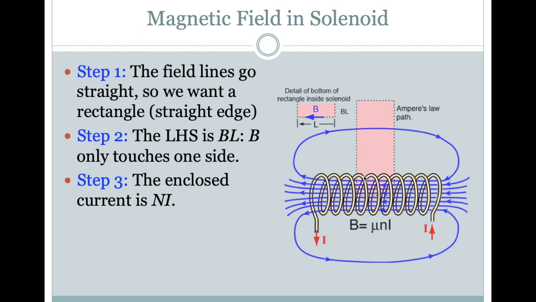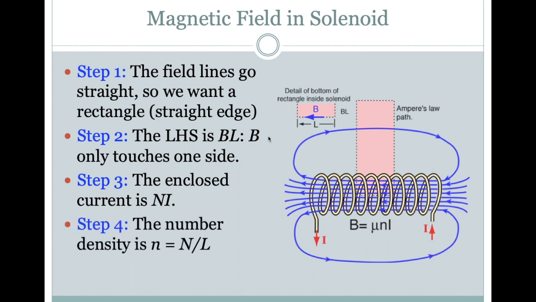For example, in this problem, I have one loop here, so that's current I. This is another current I, so that's 2I. Another current, 3I, so that's 3 loops, so 3 turns times I. In general, it will be N times I, since our Amperian loop is arbitrary.